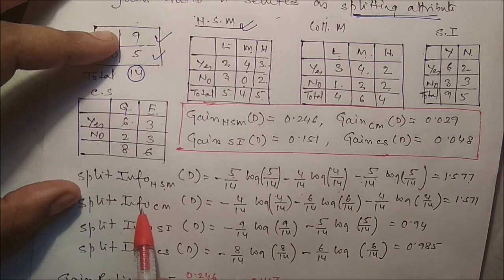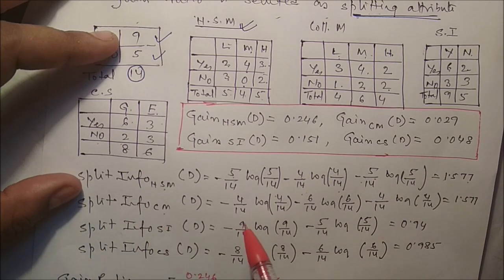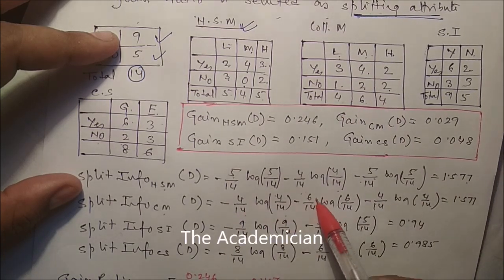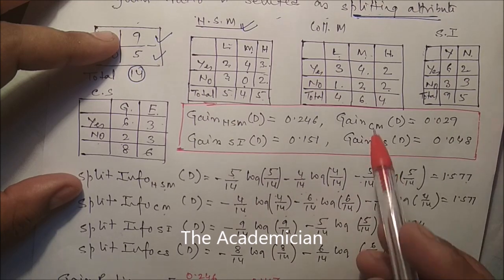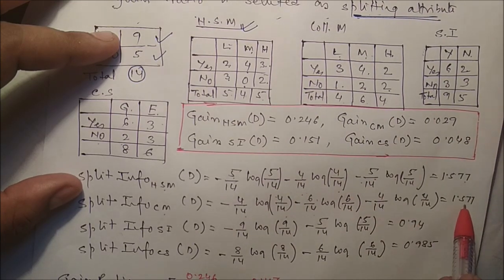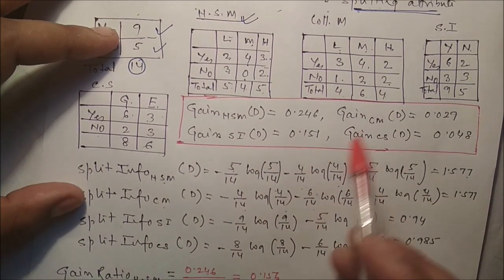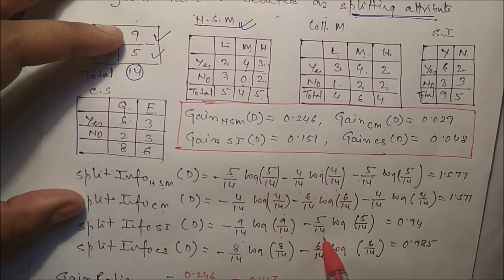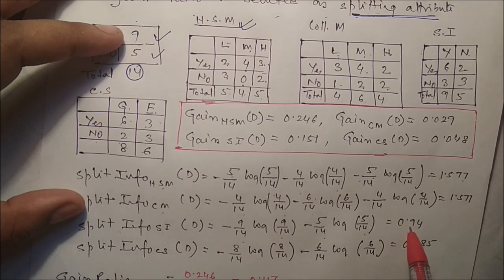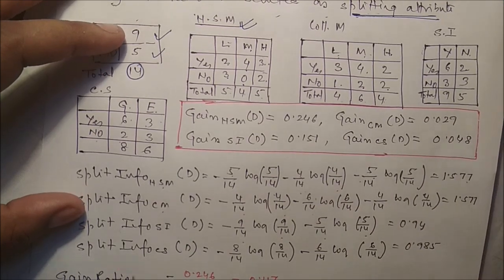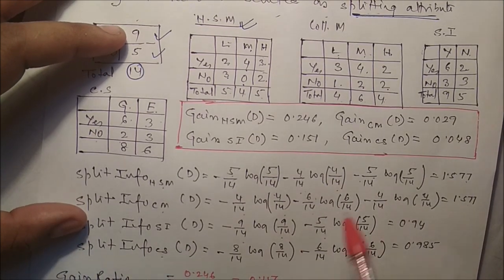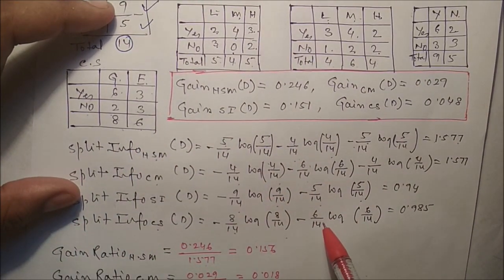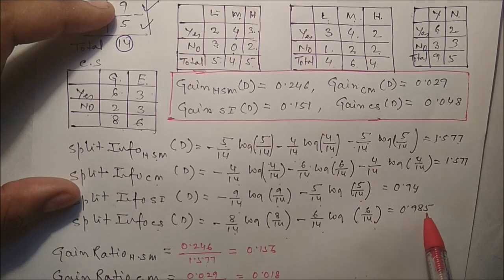Similarly, for college marks, the totals are 4, 6, and 4, so minus 4/14 log 4/14 minus 6/14 log 6/14 minus 4/14 log 4/14, which is 1.577. For sports interested, minus 9/14 log 9/14 minus 5/14 log 5/14, which is 0.94. For communication skill, it is 8 and 6, so minus 8/14 log 8/14 minus 6/14 log 6/14, which is 0.985.